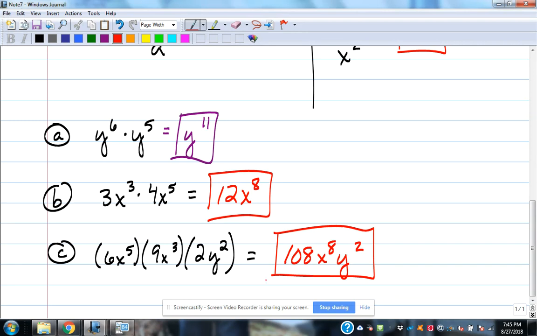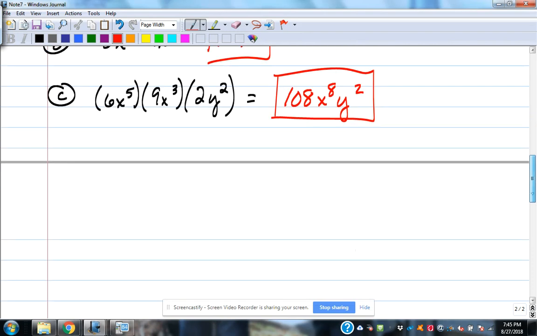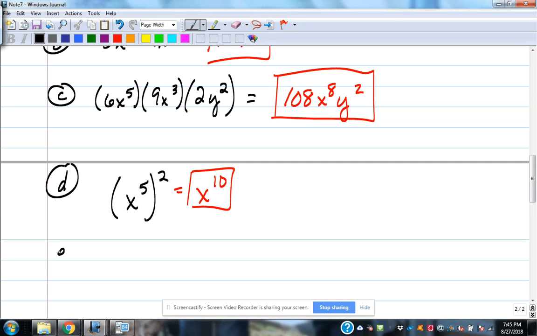Mixing in some different letters. x to the fifth, squared. All right, so it'll be x to the 10. Good job. Eight x to the fourth, cubed.